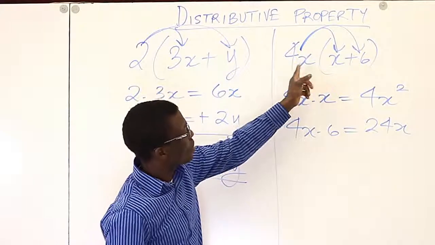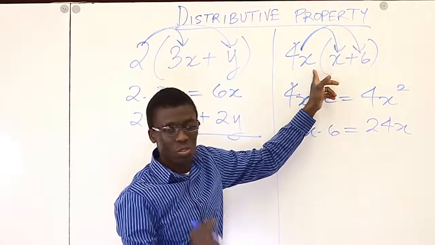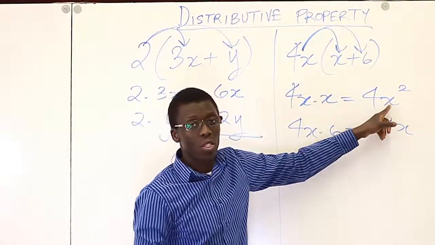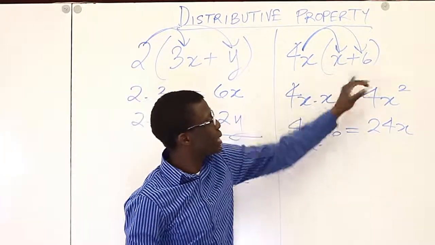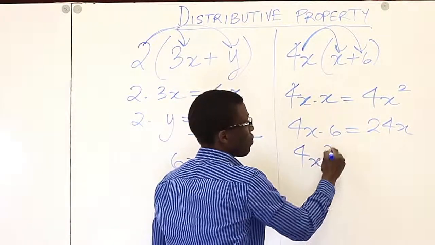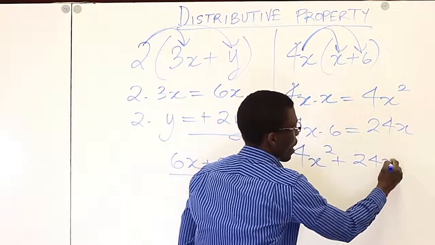Notice that because of the x and the x multiplying, the rules of exponents tell us that we can add the powers. And so that's how we got 4x squared. And then the 4x times 6 is just 24x, okay? And so we're going to add those, and we get 4x squared plus 24x, okay?